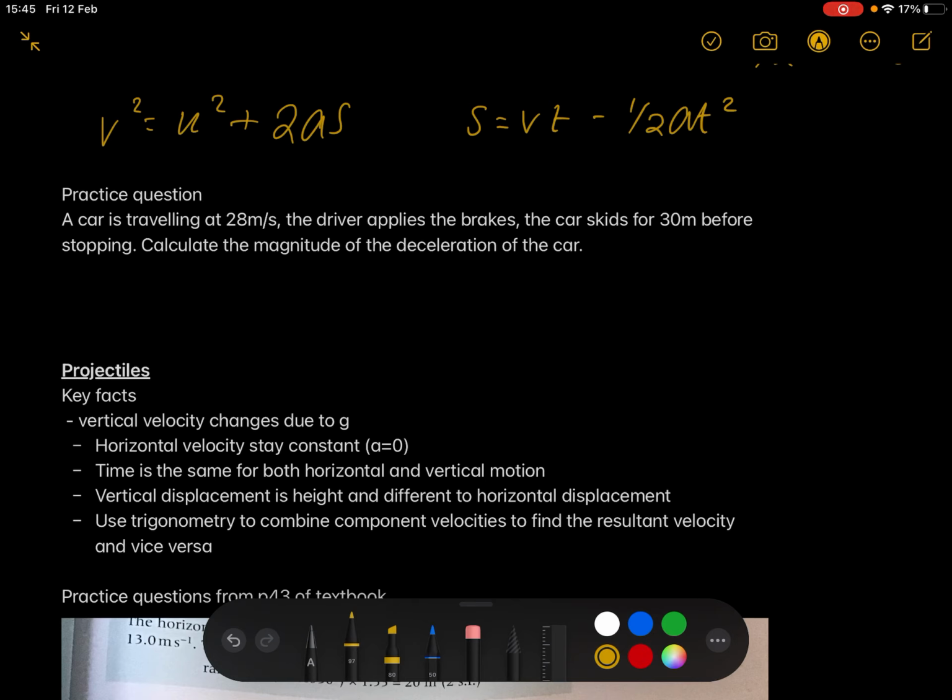Okay, right. A car is travelling at 28 metres per second. The driver applies the brakes. The car skids for 30 metres before stopping. Calculate the magnitude of the deceleration of the car.